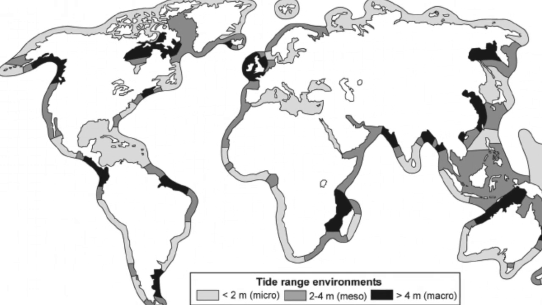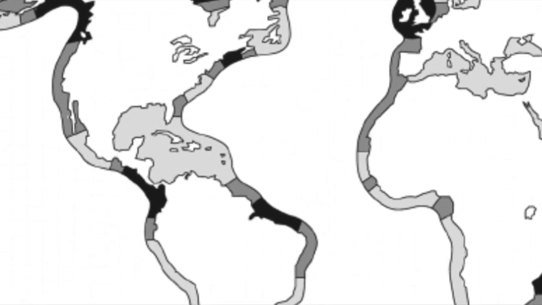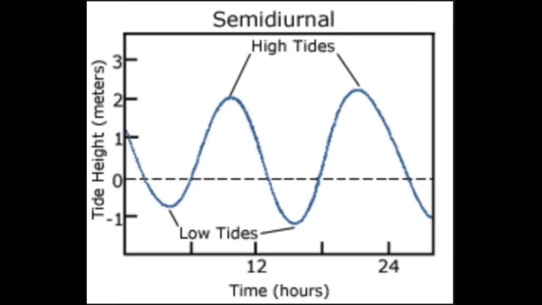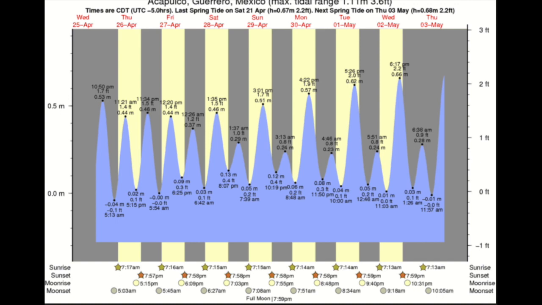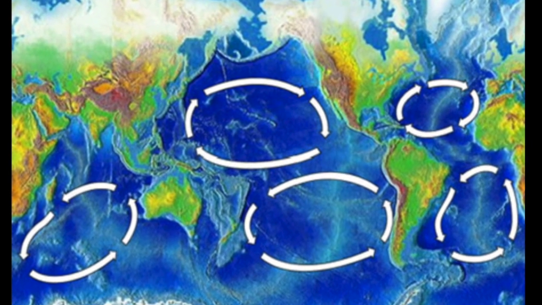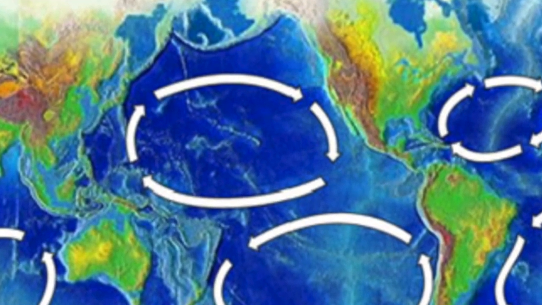So the west coast of Mexico has a meso-tidal range towards the north, and then it transitions into a micro-tidal range towards the south of Mexico. This part of the coast experiences semi-diurnal tides, which means it has 2 high tides and 2 low tides every 24 hours. This is a tidal chart for Acapulco, which is a well-known beach and resort location on the west coast. The longshore current that runs from the United States down the west coast of Mexico is a cold current, which means that it is shallow but wide.